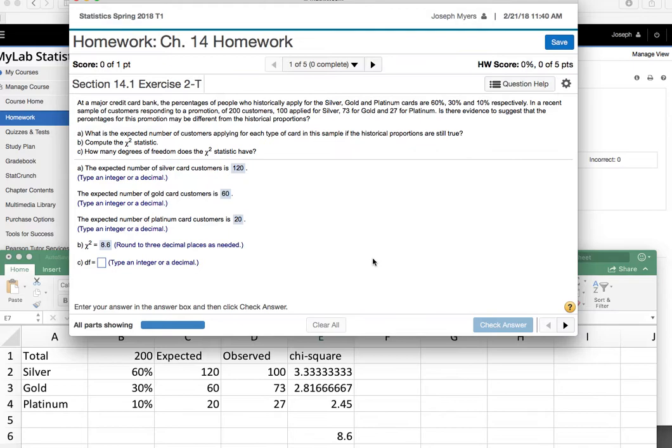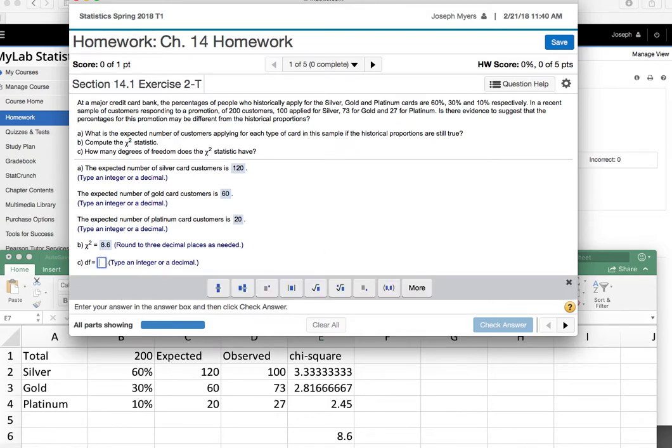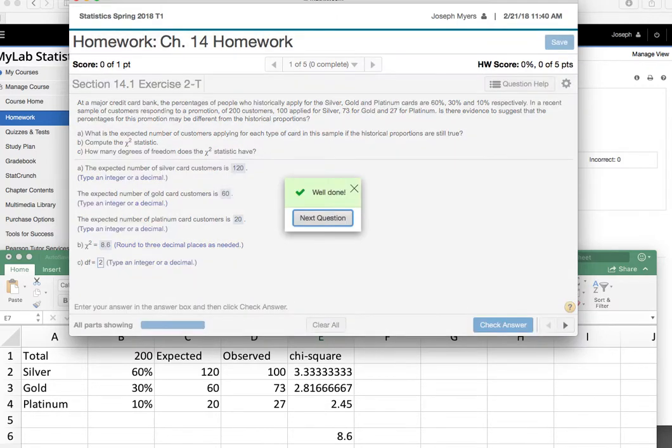Okay, now the degrees of freedom is the number of components you have minus 1. So there's 3 categories. So the degrees of freedom is 2, because 3 minus 1 equals 2. Excellent.